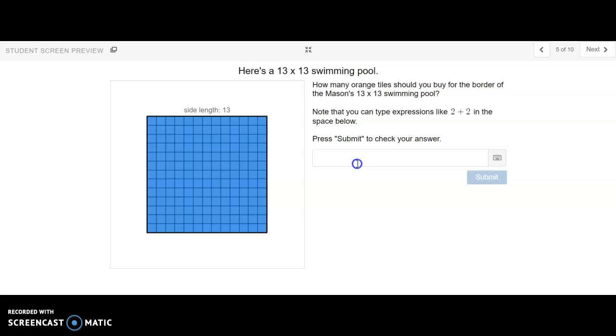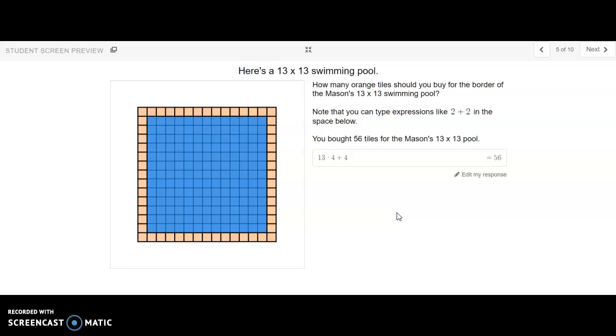Now that you've tried, let's get back to it. So I know that there's 13 squares on each side. There's 4 sides to a square, and my original 4 tiles. So 56 should have been your answer. Let's see if it's right. Yep, 56 tiles for Mason's pool. Now, Mason is happy. Kelly would be super sad if I forgot her 4 tiles, but I definitely remembered Mason's.